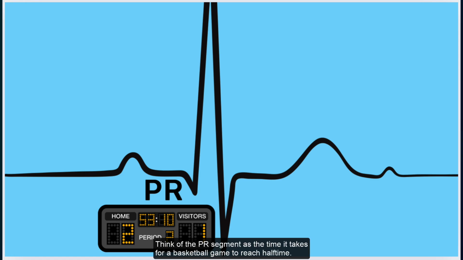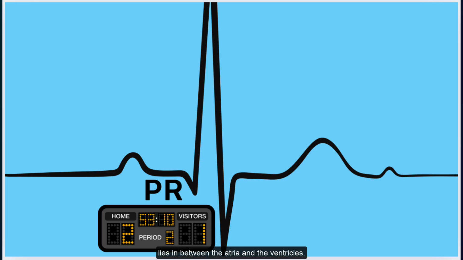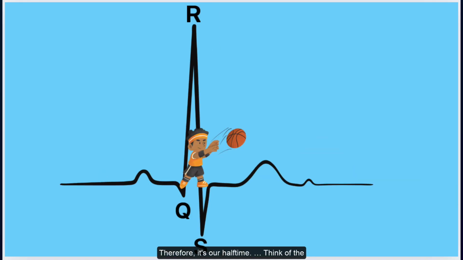Think of the PR segment as the time it takes for a basketball game to reach halftime. The PR segment is the time it takes for the electrical impulse to travel to the AV node, which lies in between the atria and the ventricles. The AV node is the middle point between the atria contracting and the ventricles contracting. Therefore, it's our halftime.